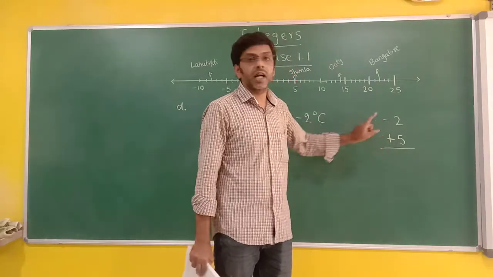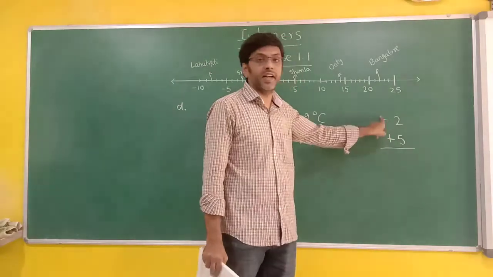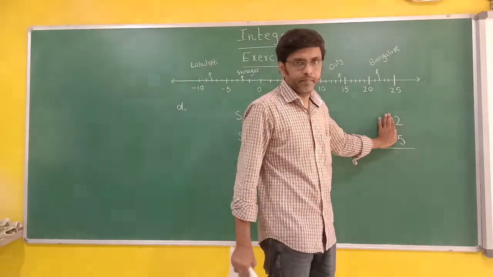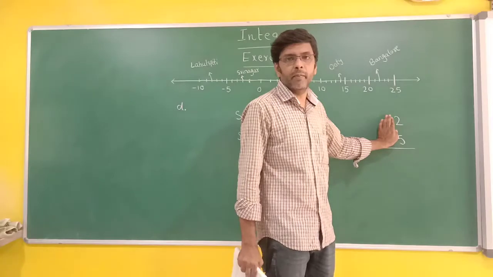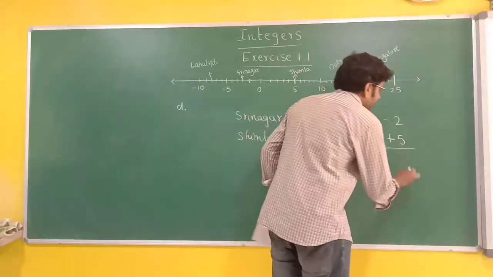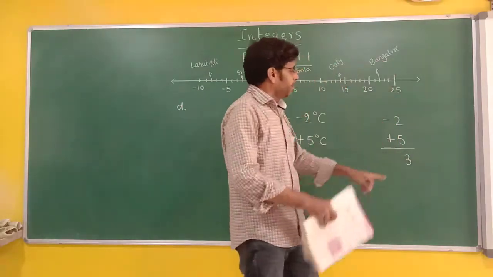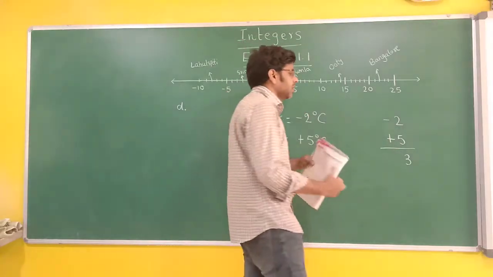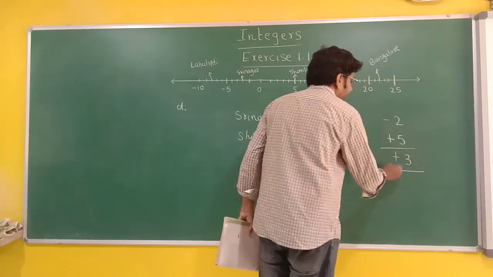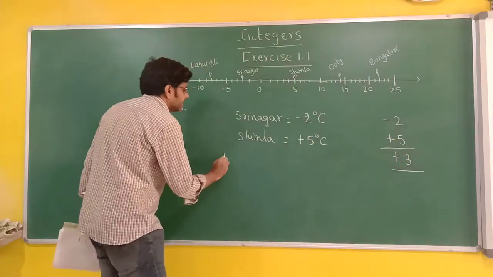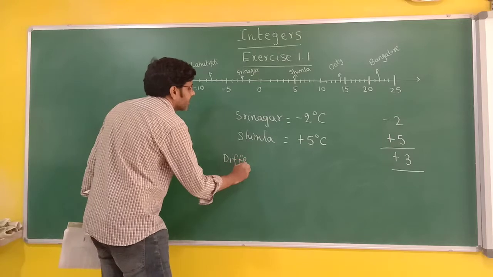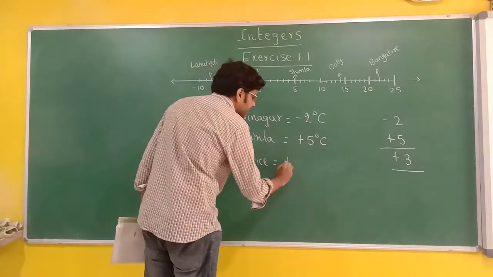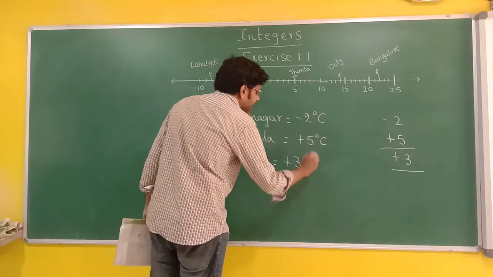When the numbers are different, when the signs are different, what should we do? Subtraction. Don't see the sign. What is 5 minus 2? Tell me. 5 minus 2 is 3. I am writing 3. And the bigger number is having which sign? Plus sign. So, answer also will be plus 3. So, the difference between the temperature of these two cities is plus 3 degree Celsius.